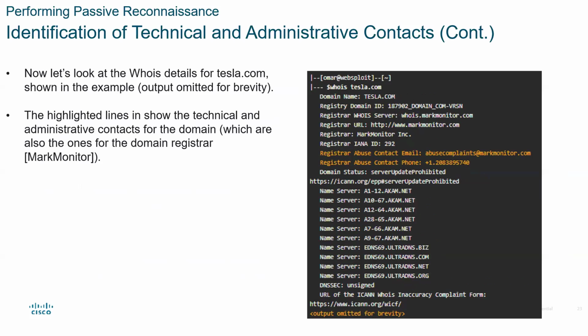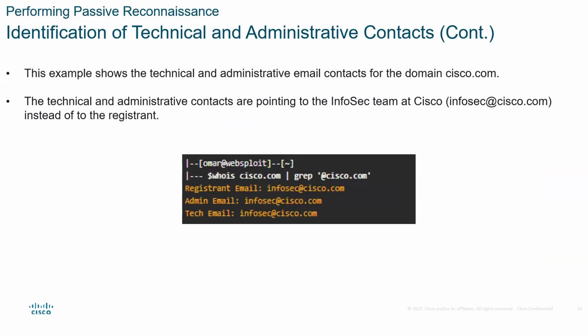So if you look at this carefully, now let's look at the Whois details for Tesla. Whois tesla.com. The domain name is tesla.com. The registry domain is this. This is an identification. The Whois server is whois.markmonitor.com, so this is not Tesla. MarkMonitor is the registrar, right? With respect to any form of abuse, the person to contact is abuse@markmonitor.com. This way, they've been able to hide whoever the person is that has the information.